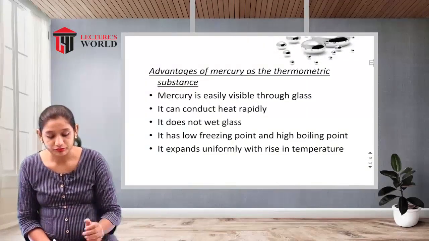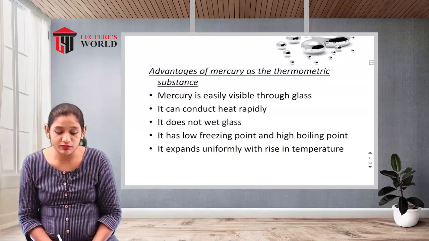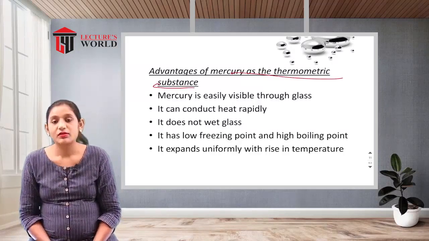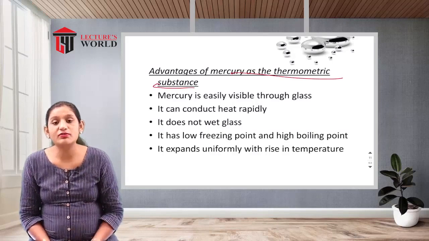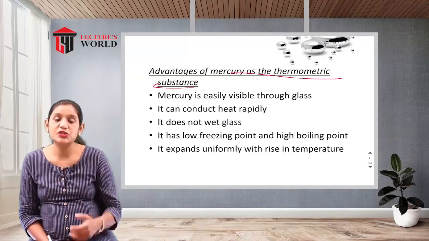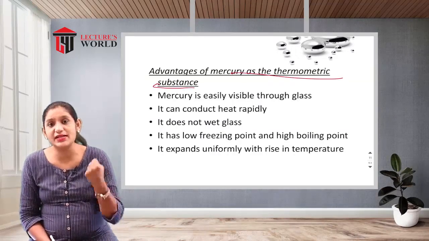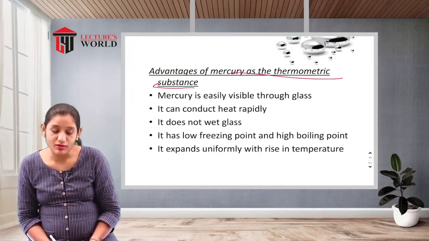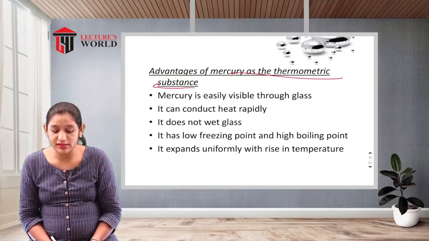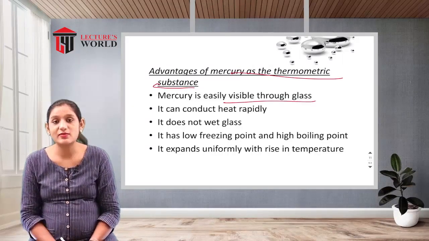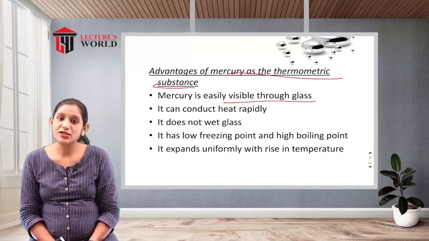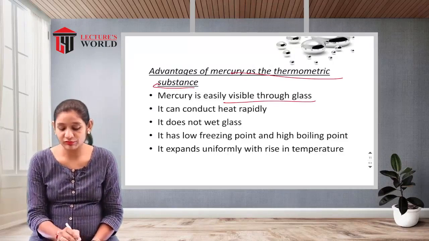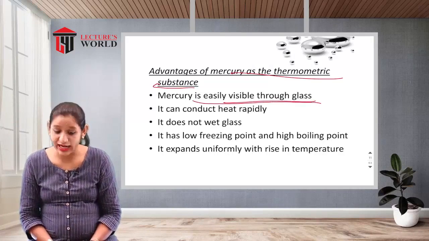Next one, advantages of mercury as the thermometric substance. What is the role of mercury in the thermometer? It gives us the specific temperature. Let's talk about them. The mercury is easily visible through the glass. Why should we use mercury in the thermometer? To identify the temperature, which is easily visible through the glass.